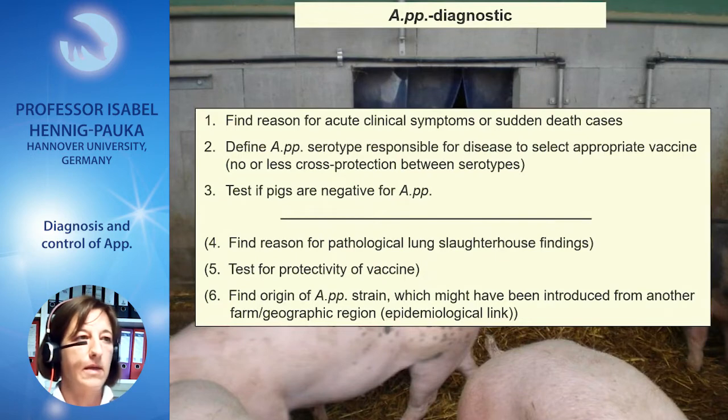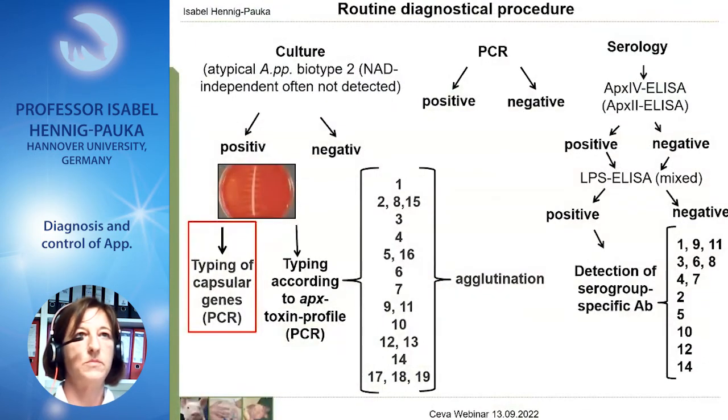And at last, the point 6, some practitioners ask for getting an epidemiological link. So they want to find out the origin of the APP strain in their herd and if it might have been introduced from another farm. In my experience, it's very difficult because you have to do whole genome sequencing and biostatistics, and this is very cost and personal intensive. And we can discuss it later, but I had no case where this has been successful in the past.